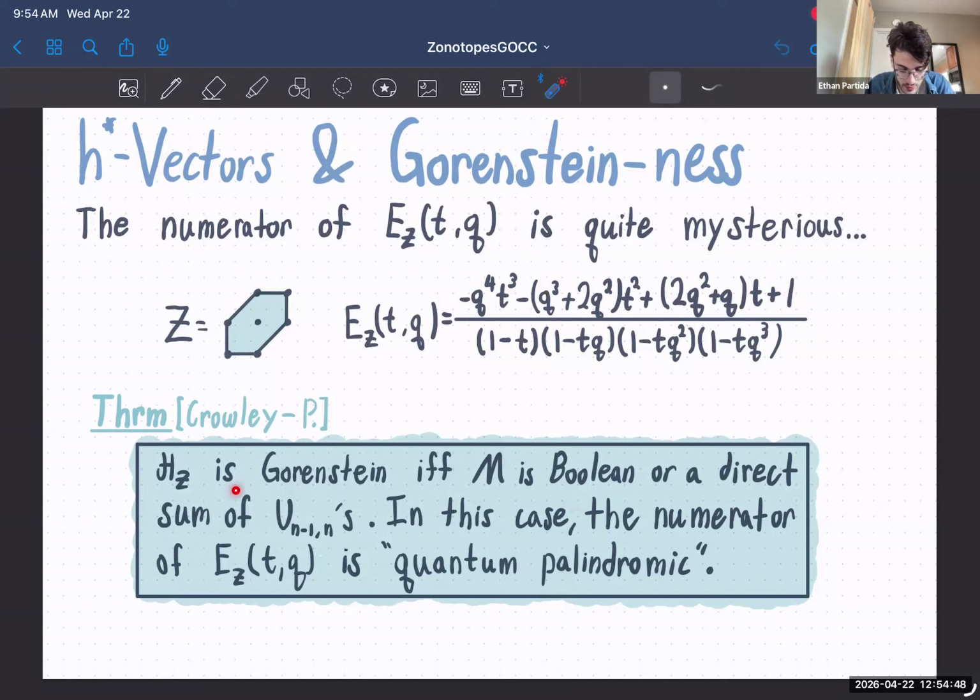If you want to translate this condition to zonotopes, this palindromicity type statement will appear if my zonotope is honestly a cube or a product of things that look like hexagons. And we call this symmetry along the middle, maybe picking up a minus sign and also shifts of the q degrees, quantum palindromic. So this is essentially the only thing I personally know about the numerator. And I think there are a few avenues of tech that seem promising, but I haven't gotten to explore them yet. So I'll leave it there.